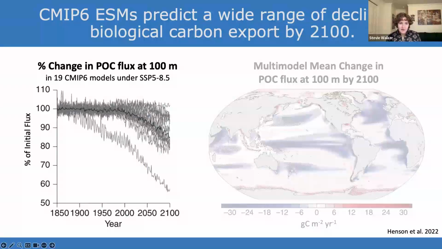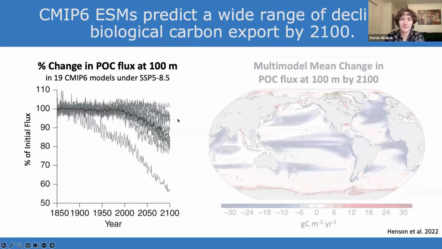So, Earth system models are a very important tool that we have for estimating how the biological pump will be affected by climate change. In this wonderful recent paper by Henson et al., they found a very large range of global decline in POC flux in the latest generation of Earth system models from CMIP6, as you can see here in this time series on the left.